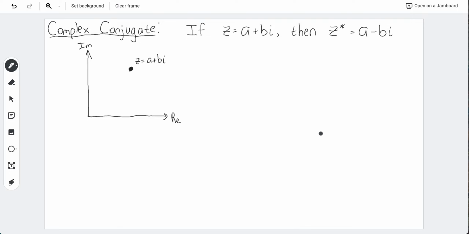Let's look at another kind of operation or quantity, the complex conjugate. If z is a plus bi, then the complex conjugate of z, which will often be notated as z star, you might also see z bar as well, is equal to a minus bi. So anytime you have a complex number and you want to take its complex conjugate, all you do is take the imaginary part and put a negative sign in front of it.